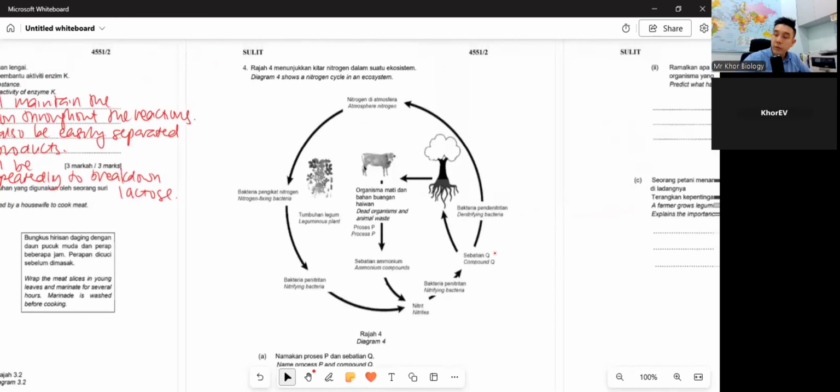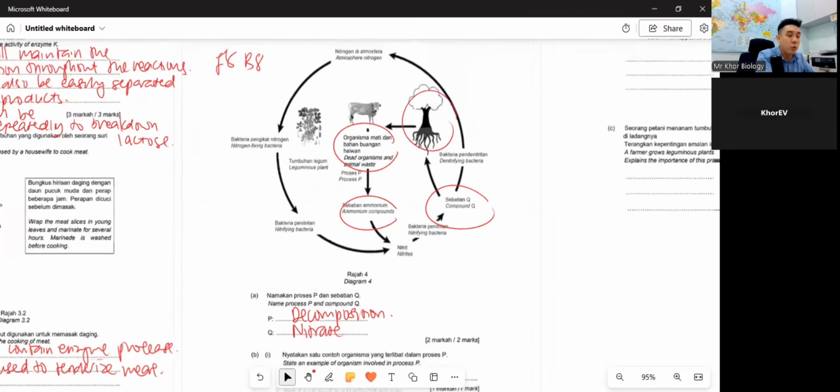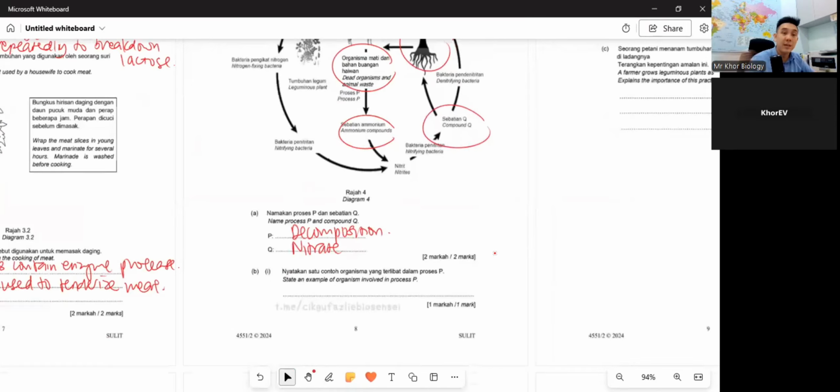Okay, question four leads us to Form 5 Chapter 8, because this is nitrogen cycle. Okay, name process P and compound Q. Guys, process P is where something is dead, then it will form ammonium. Definitely, this is decomposition. And Q is the nitrate, because nitrate can be absorbed by plants to form protein and other substances.